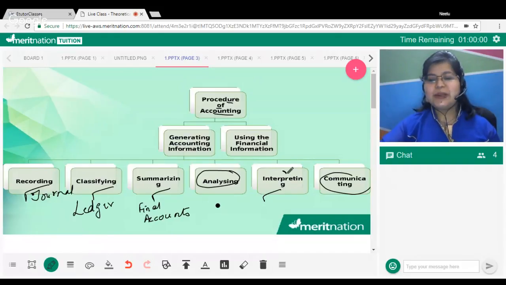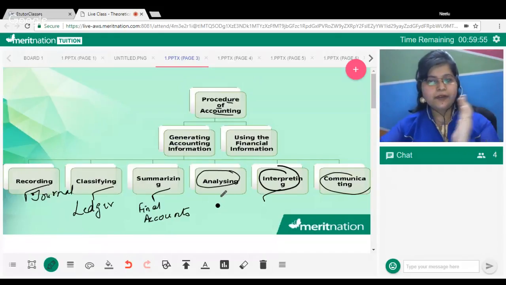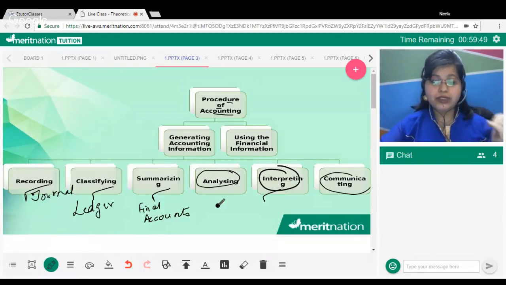Now is interpreting. Interpreting basically means, again, it's a future stage of analyzing. Analyzing means breaking it down. Interpreting means trying to find out how this can help us in the future. And finally, communicating. Now, communicating means giving the information to the users of accounting so that they can use it for any purpose they desire.